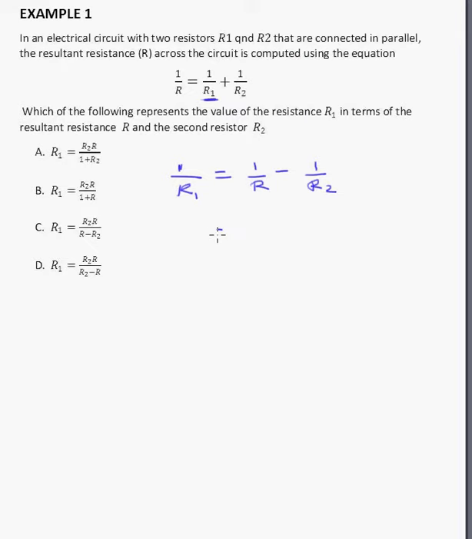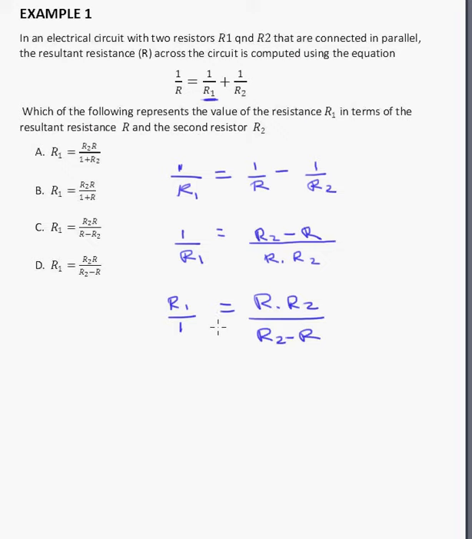So here, the best thing to do is to take the LCM, which will be nothing but R and then R2. And then R gets into this one, obviously, R2 minus R2 comes into this one, just R. And therefore, I can say that 1 over R1 is equal to this. Now, like I was saying, if I flip this, take the reciprocal on both sides, taking the reciprocal on this side becomes R1 over 1. And that will be equal to R times R2 divided by R2 minus R.